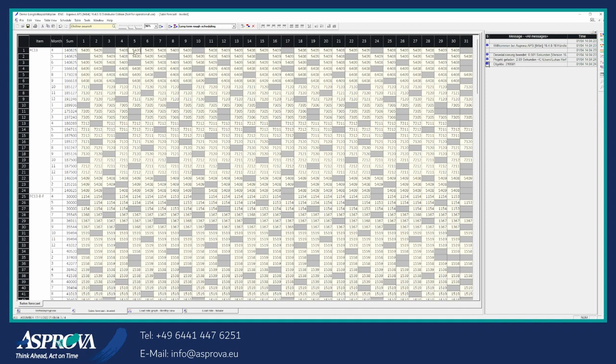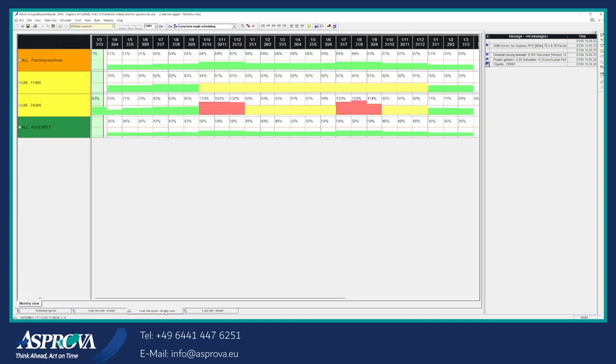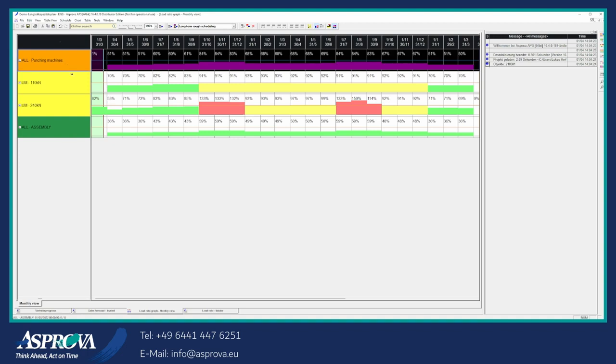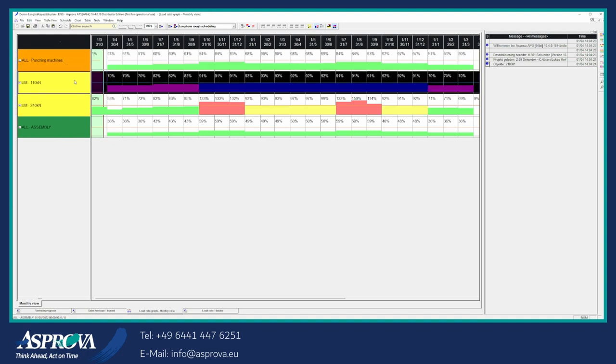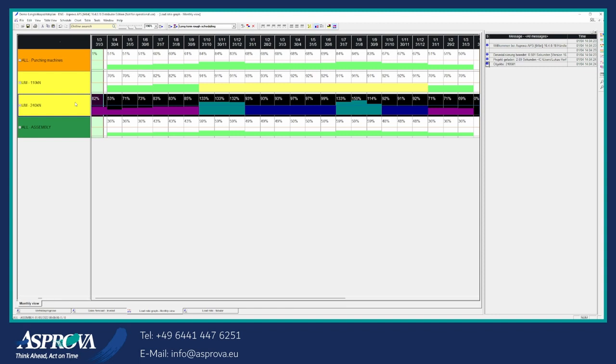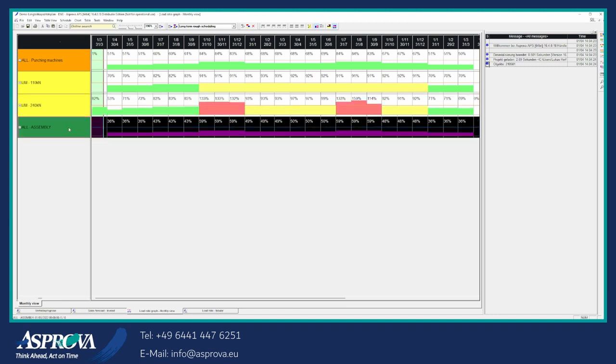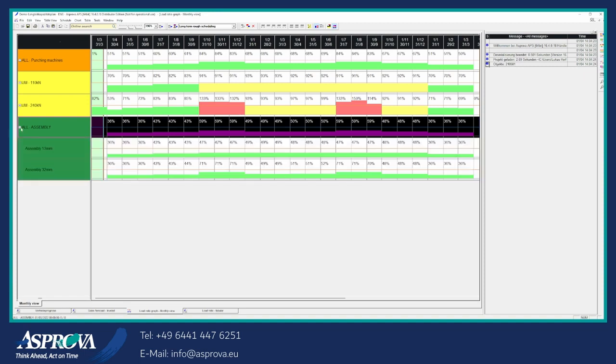Making forecasts and leveling them is one thing, but can we meet the demand with the capacity available to us? For that, we switch to the load ratio graph. On the left side are our group resources, the punching machines, the injection molding machines with 110 or 240 kilonewtons, and all the assembly stations. The load of a group reflects the average utilization of all group members. By clicking on the plus, we open the group and see all the group members and their respective load.